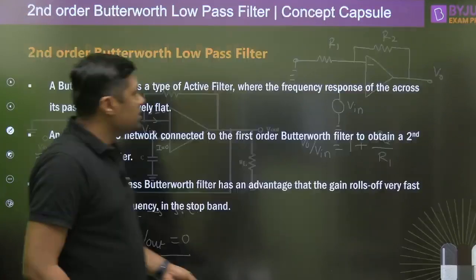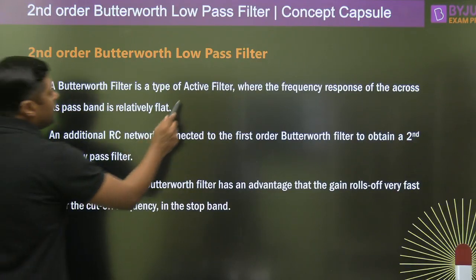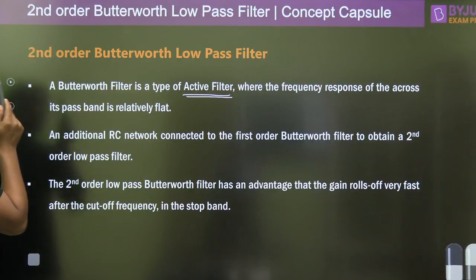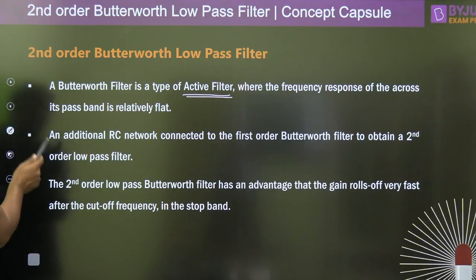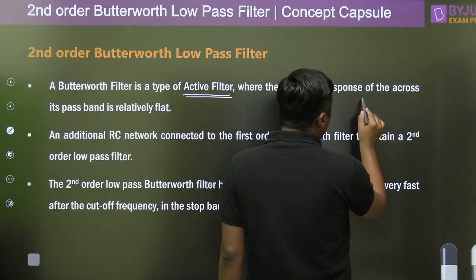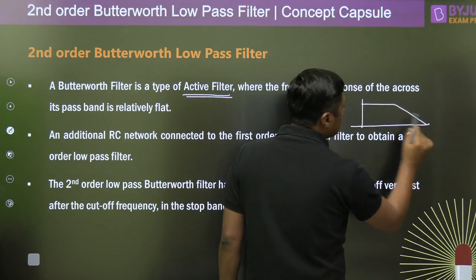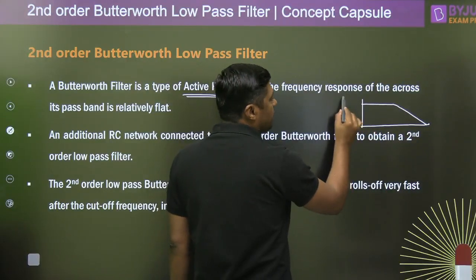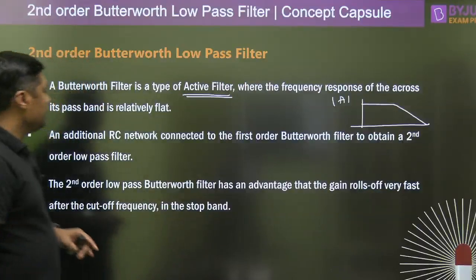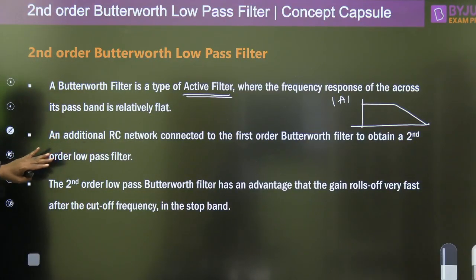Now what are the advantages of this circuit? Butterworth filter is a type of active filter. Remember that we are using the active element, the operational amplifier, where the frequency response across its pass band is relatively flat. Relatively flat means if this is the pass band, it should be flat, right? This is almost a flat band. This is called the pass band, and it is a flat band.